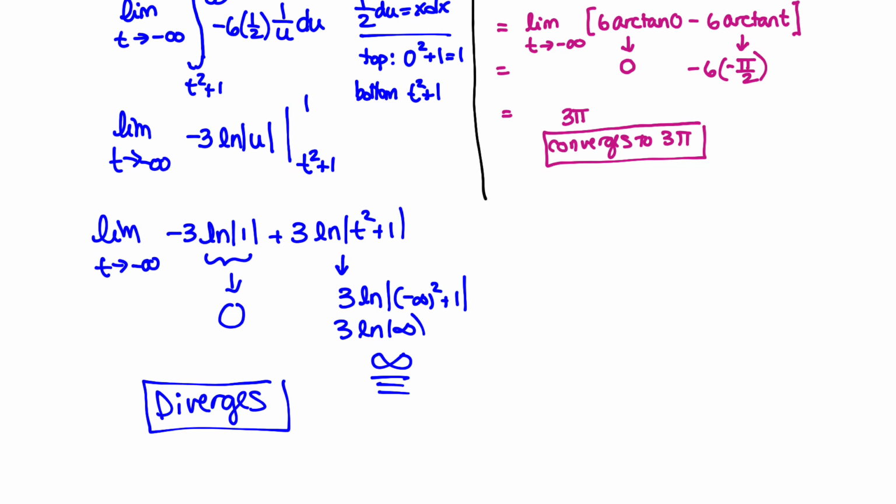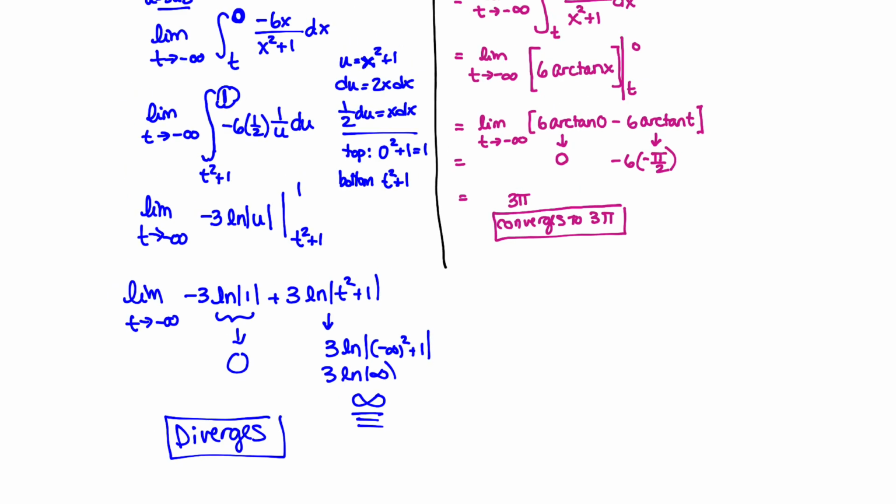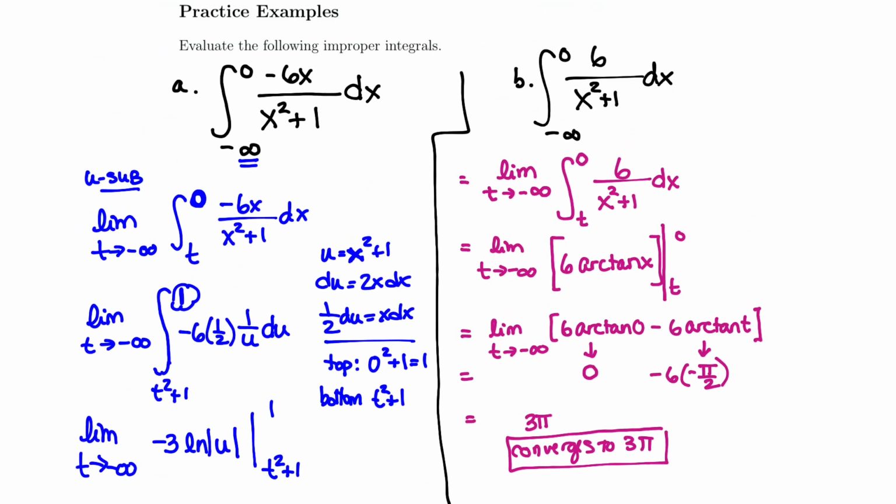Let me see, what were we looking at? We were looking at the area from negative infinity to 0. So we're looking at this space that's bounded between this curve and the x-axis. We're measuring that space and seeing, is that a finite value? Okay? And versus 6 divided by 1 plus x squared.